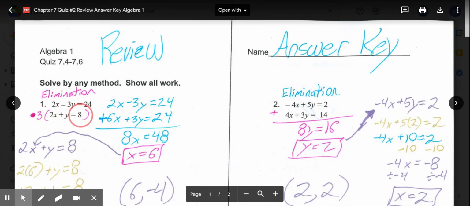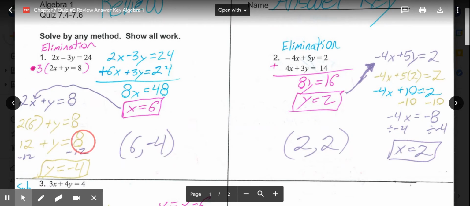I put it into the bottom, 2x plus y equals 8. So 12 plus y equals 8. Subtract the 12, and y would equal negative 4. So our answer is 6, negative 4.